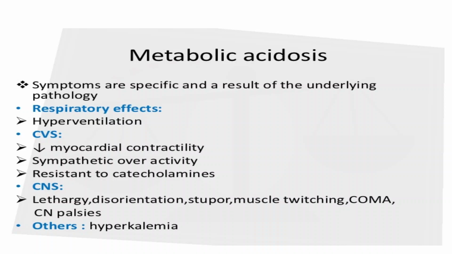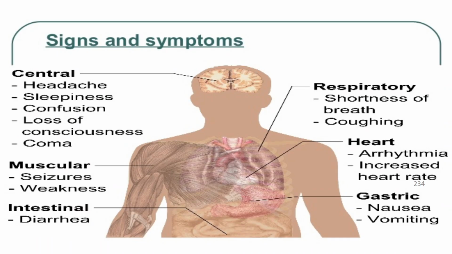If the persons are being treated with some catecholamine-like drugs, the response to the catecholamine drugs may reduce. It also can present with CNS symptoms like disorientation, stupor, twitching, coma also, or localized palsies could occur in case of metabolic acidosis. And usually in a patient of metabolic acidosis, the pH is reduced, and at the same time the potassium level also would be raised. That's how you confirm that.